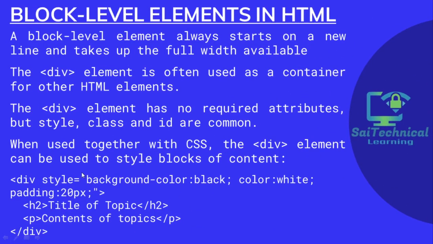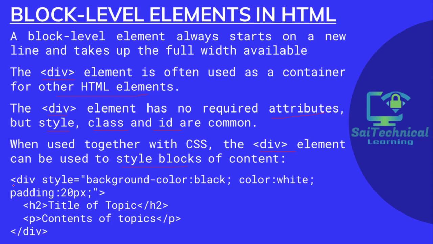Next one is block level elements in HTML. A block level element always starts on a new line and takes up the full width available. So here we are using the DIV block element, which is often used as a container for other HTML elements. The DIV element has no required attribute, but it does have style, class and ID. So when used together with CSS, DIV elements can be used to style blocks of content.